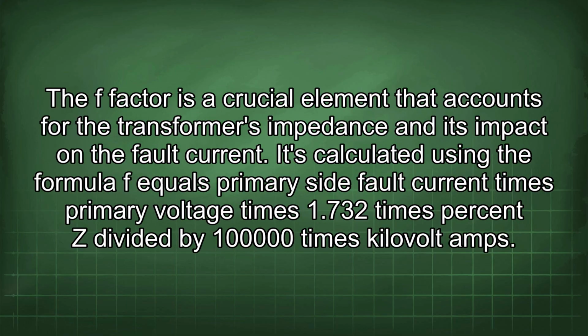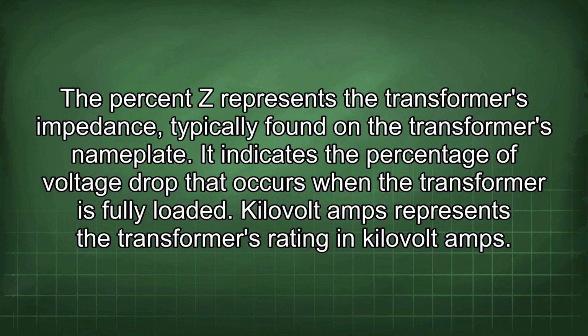The F factor is a crucial element that accounts for the transformer's impedance and its impact on the fault current. It's calculated using the formula F equals primary side fault current times primary voltage times 1.732 times %C divided by 100,000 times kilovolt amps. The %C represents the transformer's impedance, typically found on the transformer's nameplate. It indicates the percentage of voltage drop that occurs when the transformer is fully loaded. Kilovolt amps represents the transformer's rating in kilovolt amps.